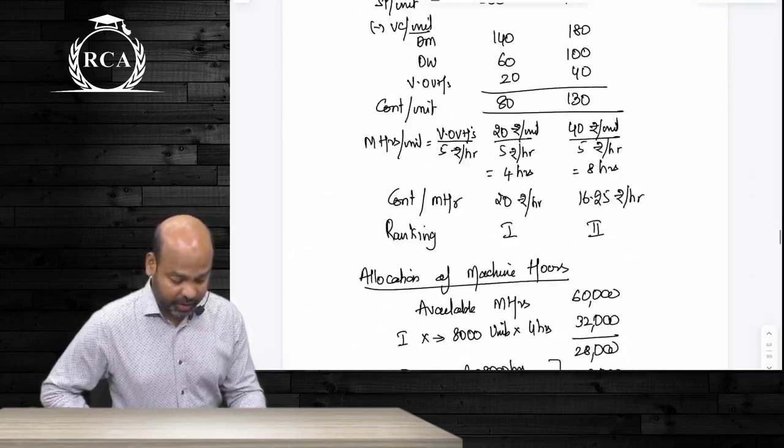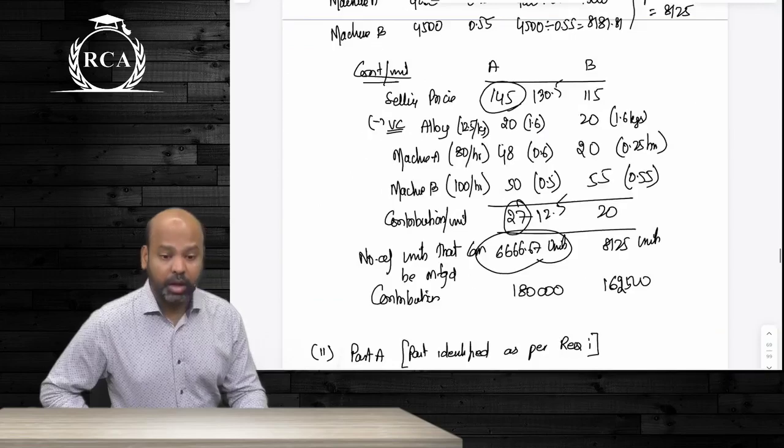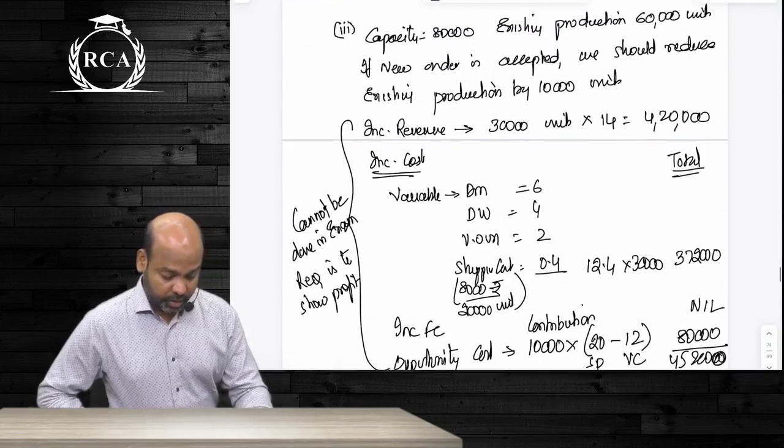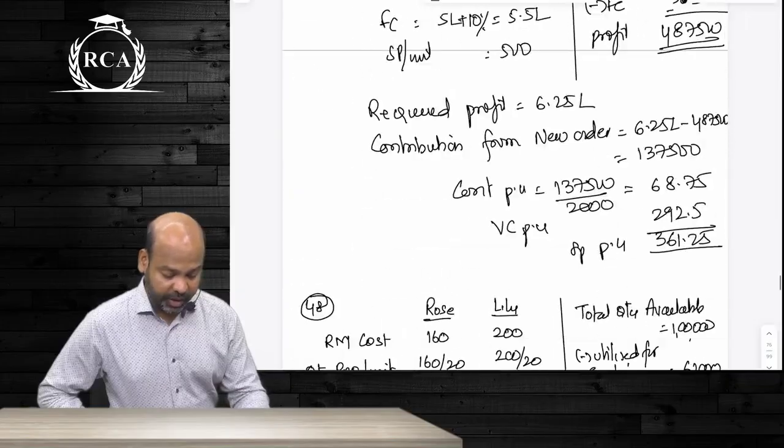Was there anything else after this? Then, beta, there was one more point. Indifference point.